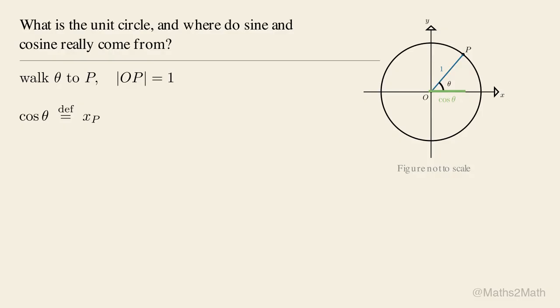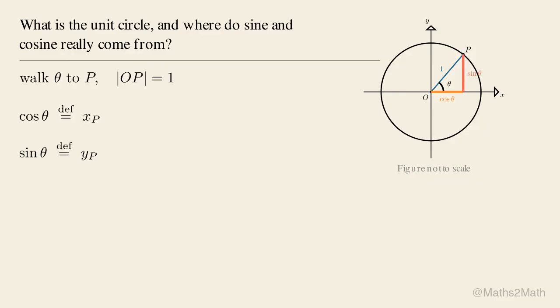The cosine of theta is defined as P's x-coordinate, the orange shadow P casts on the floor, nothing else. Cosine answers, how far across did the walk take you? And the sine of theta is defined as P's y-coordinate, the red height above the floor. Sine answers, how high did the walk take you? 2 coordinates, 2 names, that is all sine and cosine are.